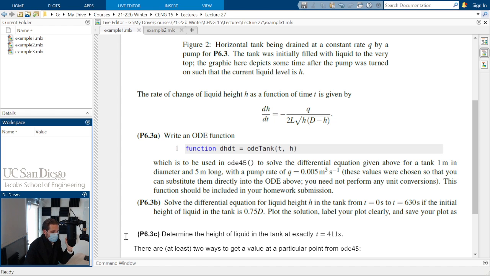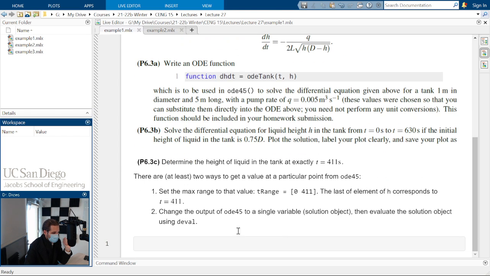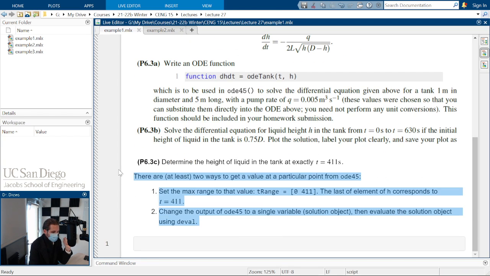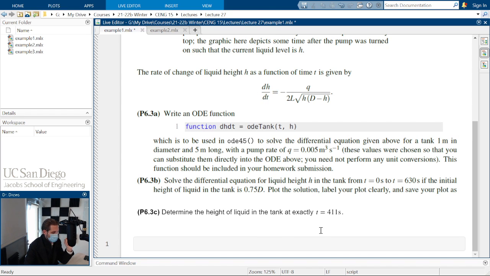And then 6.3c, I've added that here so that we can illustrate something else. We'll come to that after we solve it the first time, which is determine the height of the liquid in the tank at exactly 411 seconds. So we'll come back to that. There's a couple of notes here that we will delete, because we'll come back to those in a moment. So let's set this thing up.